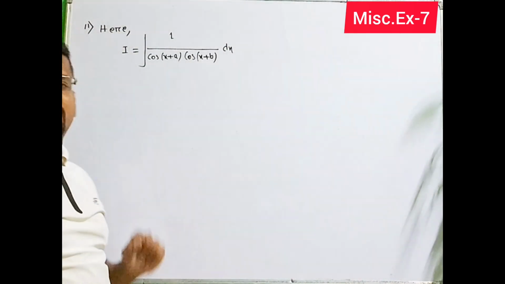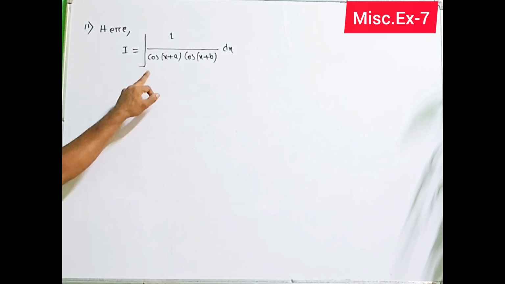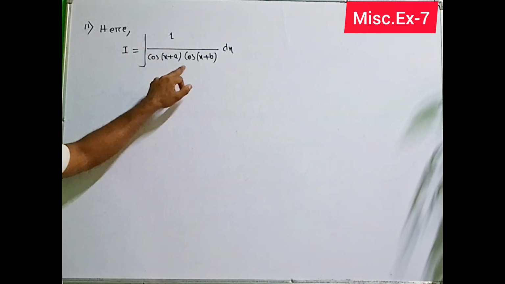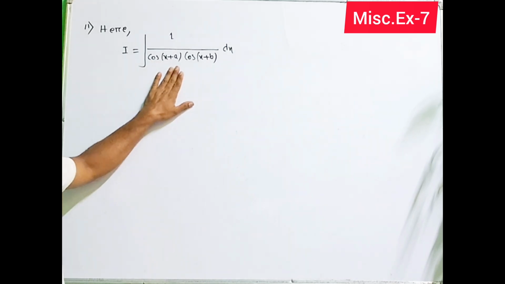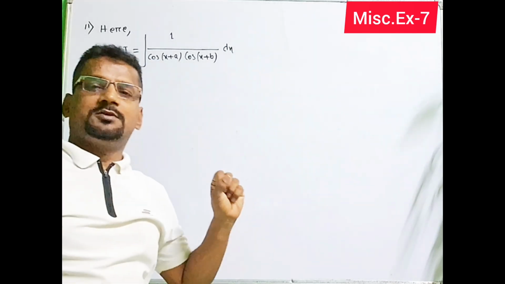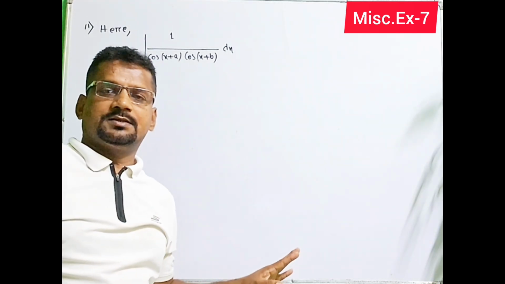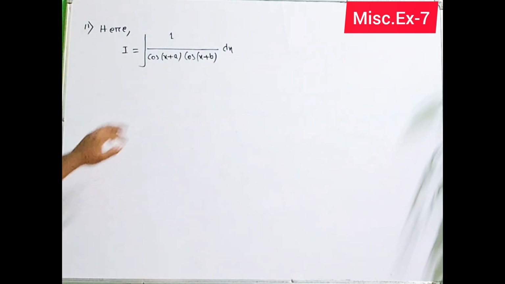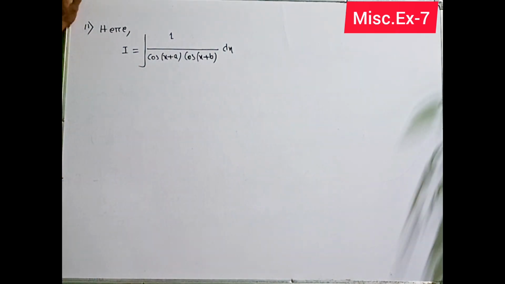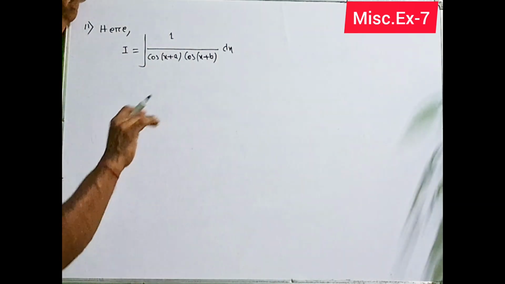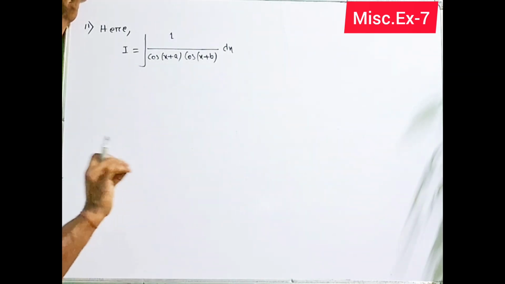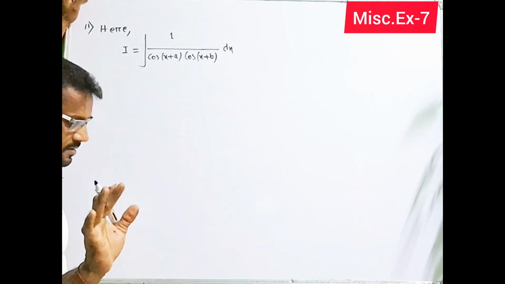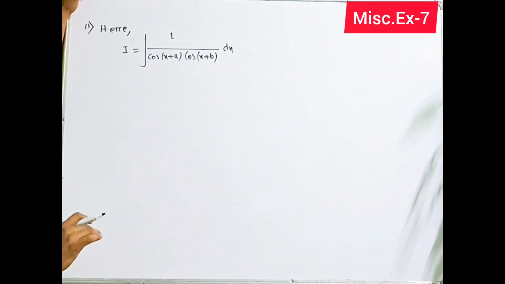Now question number 11, here it is given integration of 1 by cos of x plus a into cos of x plus b. In this problem, you have to use trigonometric identities and you have to arrange it in such a way so that we can use the trigonometric identities. For this, a special step is there. That step you have to remember. Otherwise, its answer will not come.